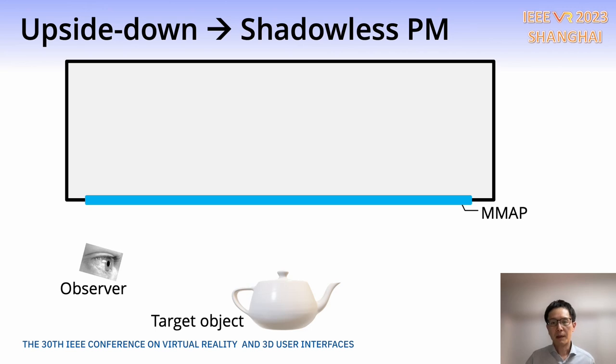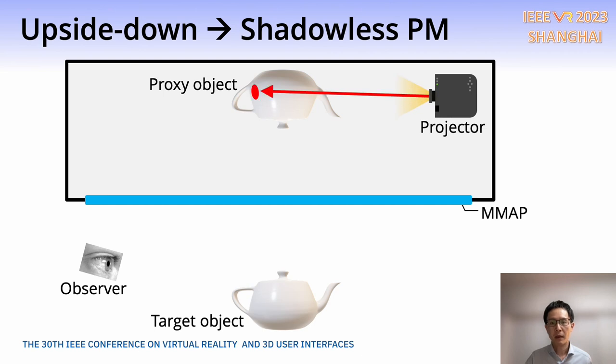Our system uses the MMAP upside down. We place the projection target object under the MMAP. Then we prepare the proxy object, which is a white diffuse object whose shape is plane symmetry of the target. We place the target and proxy objects in plane symmetry with respect to the MMAP. The projector directly projects images onto the proxy object rather than the target object.